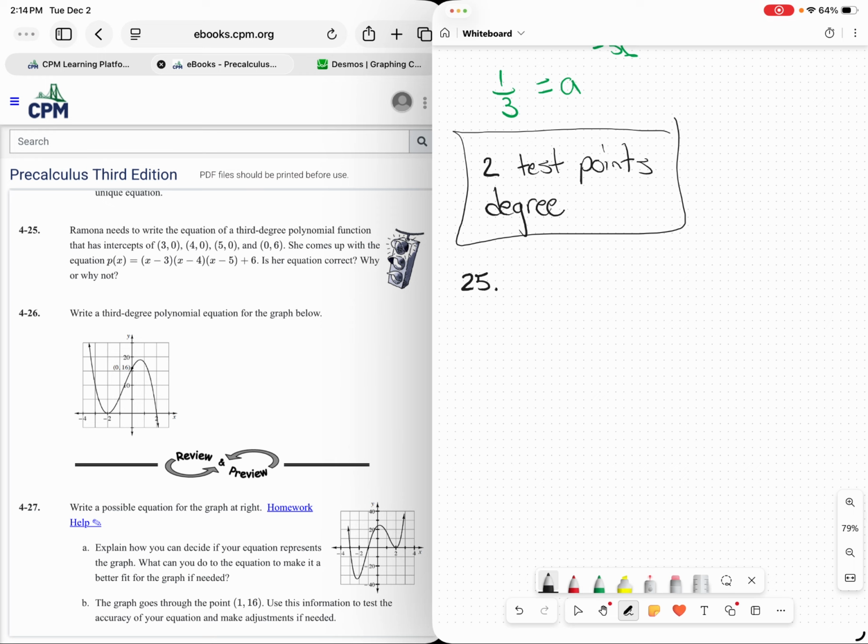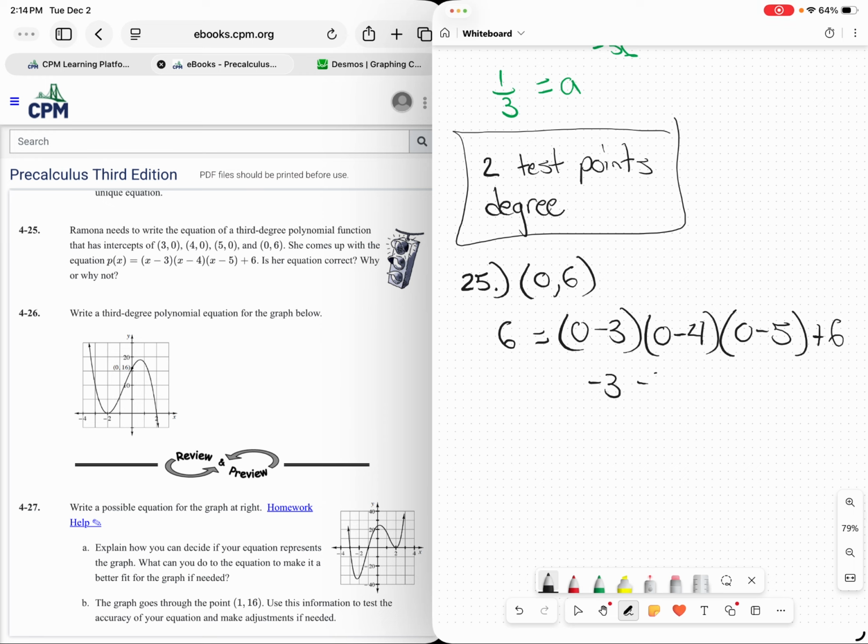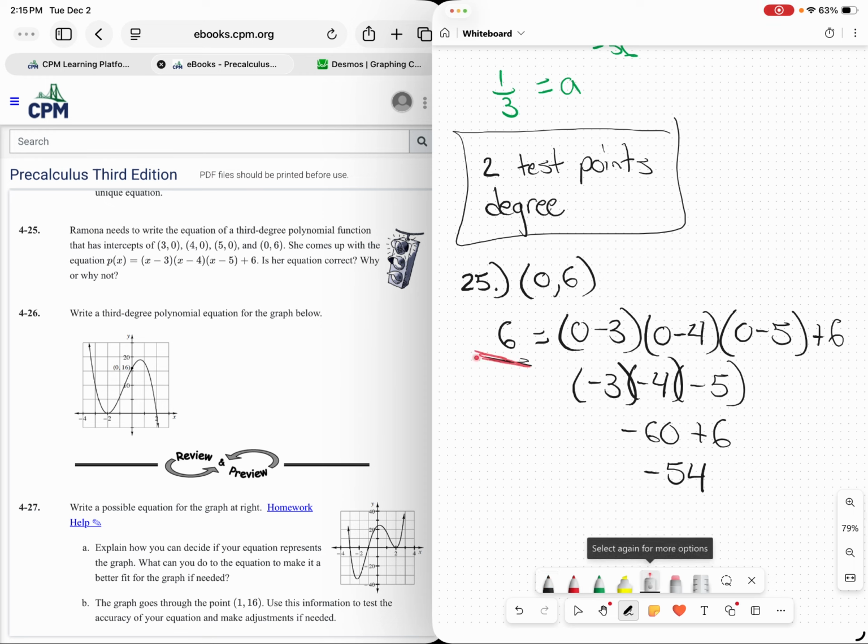So this is number 25. If we plug in (0, 6), 6 equals (0 minus 3)(0 minus 4)(0 minus 5) plus 6. You can see we're not going to get 6, right? So -3, -4, -5. So this is going to be a -60 plus 6, and we're going to get a -54, not 6, right? Not this 6. So what she did is she thought she could just add that y-intercept on the end. That only works when it's in standard form. It doesn't work in factored form.